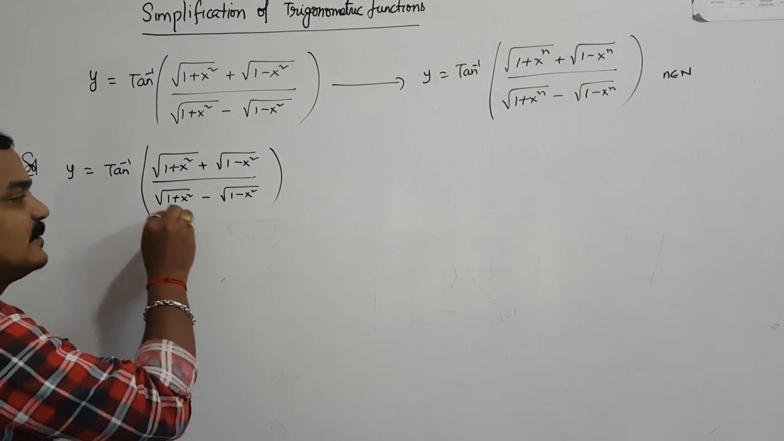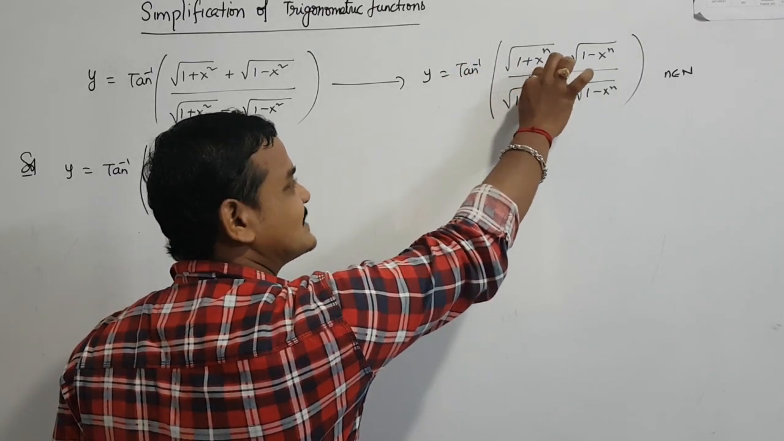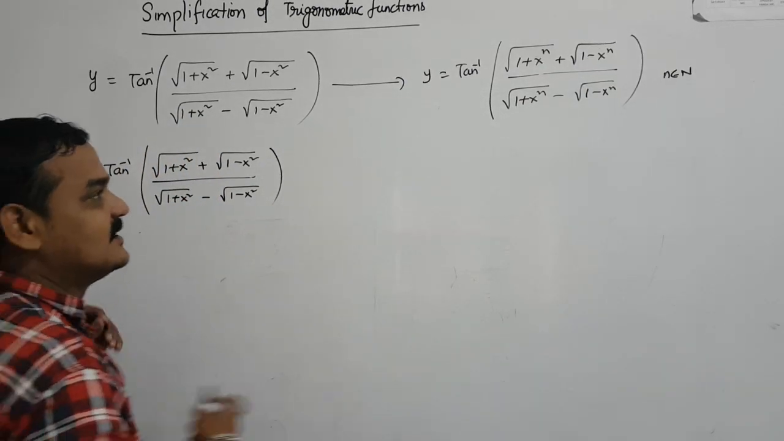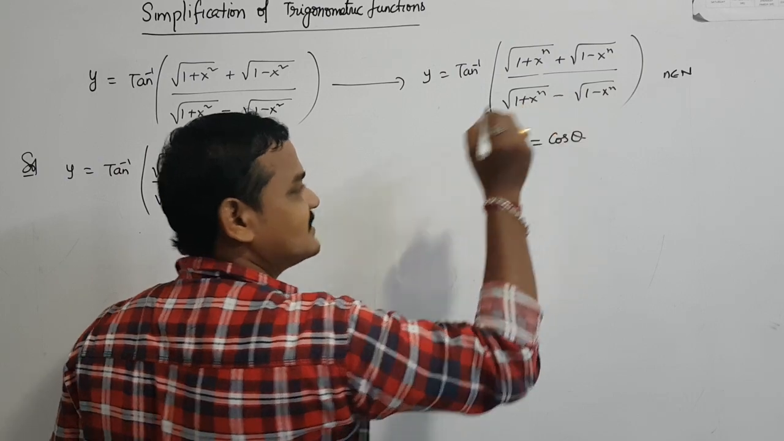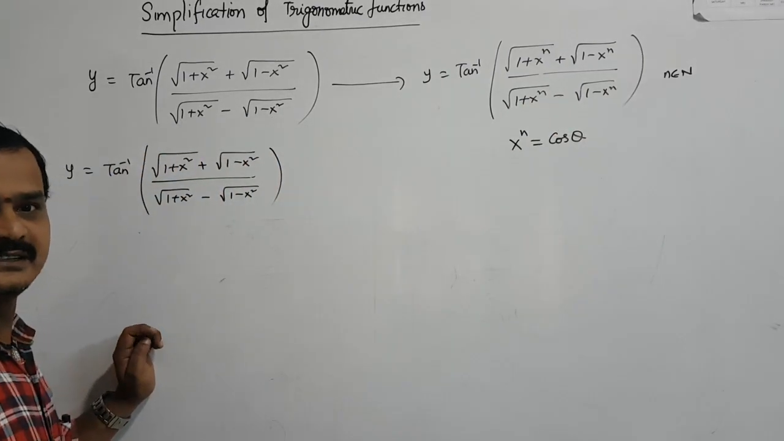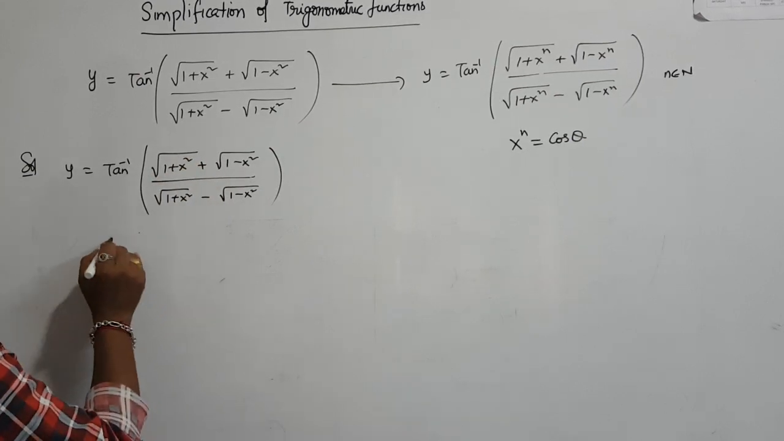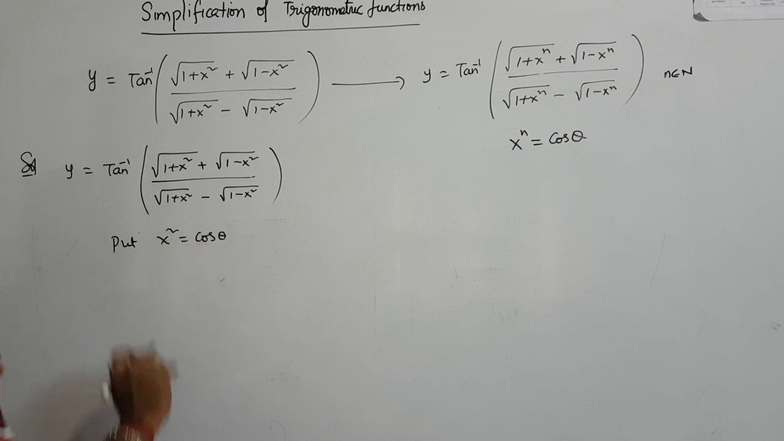According to this problem, the origin problem, what is given? Here, what is x power of n? This x power of n only you need to consider as a substitution. Means here x power of n is substitution is equal to cos 2 theta or cos theta. The origin problem substitution. So here x square is there. So I need to substitute. Put x square is equal to cos theta.